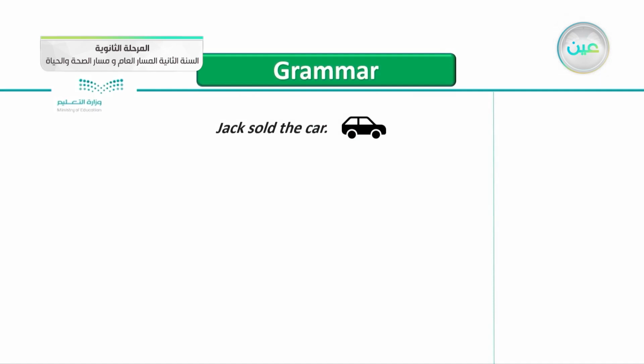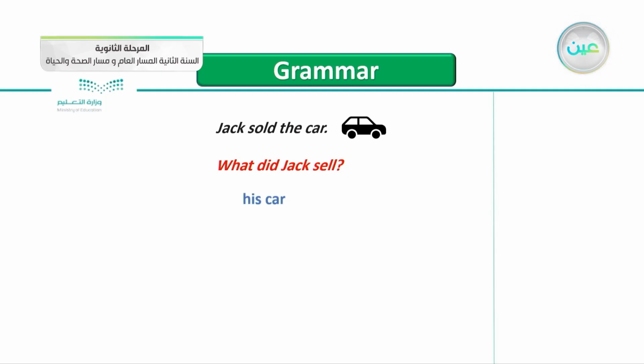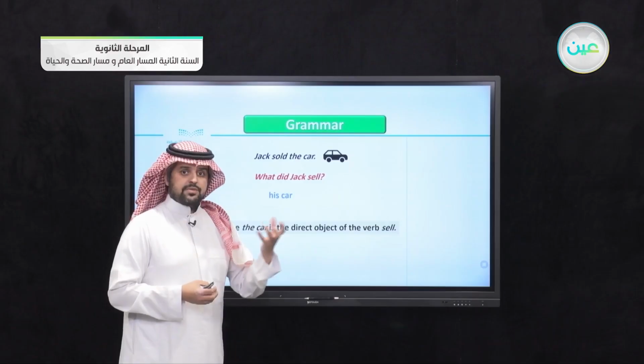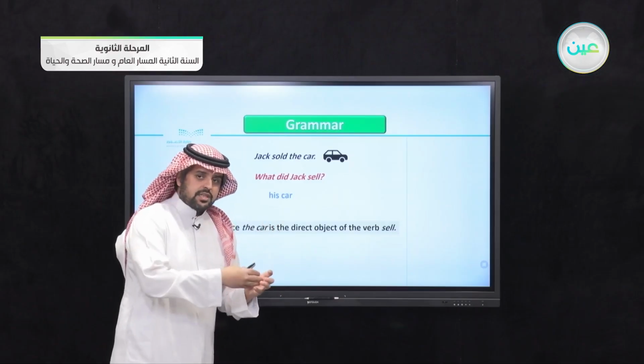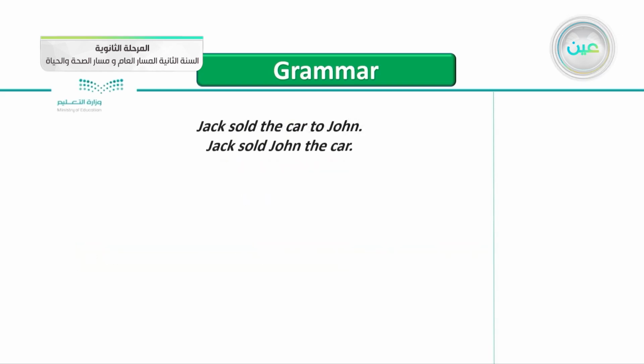So look at the example here. Jack sold the car. This is a very regular sentence. What did Jack sell? What's the object here? Yes, that's correct. He sold his car. So in this sentence, the car is the direct object of the verb sell. So we have the verb sell, and the direct object for it is the car. What did Jack sell? This is the answer here, his car.